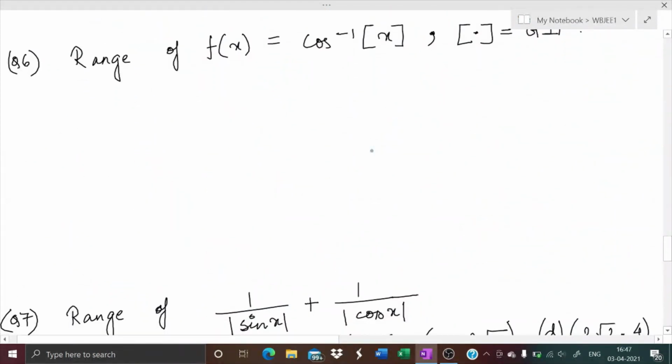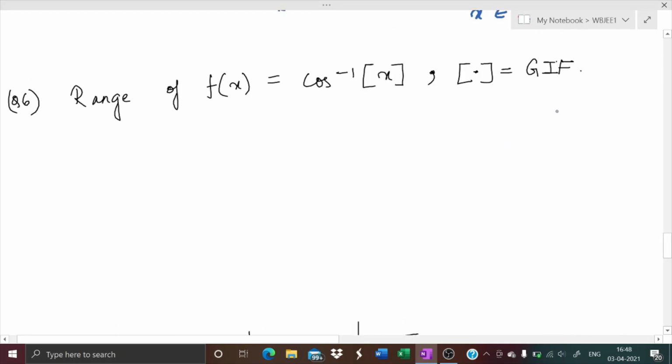Now next question is on range, because we have done a lot of questions on domain, and the rest you will practice. This is a question on range. Now cos inverse of box x. Box x is what? GIF, greatest integer function. Since it is cos inverse x, box x will be lying between 1 and minus 1.